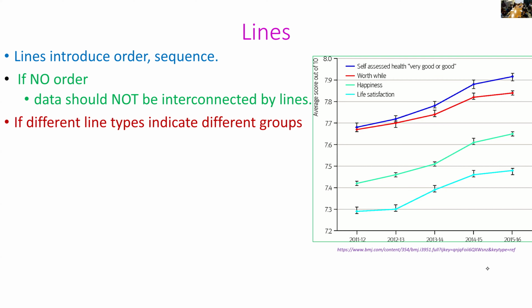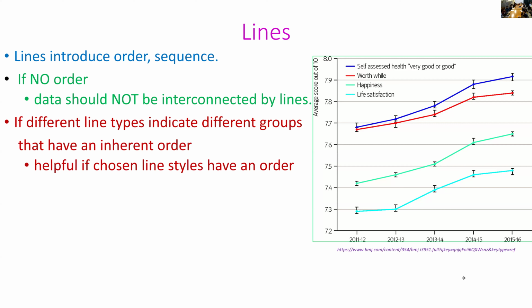Different line types indicate different groups. What are these colors? This is looking at your happiness. The light blue is life satisfaction. Green is happiness. Red is whether you feel worthwhile or not. And your self-assessed health is very good or not. So the colors help you to differentiate. Although don't simply put colors because it's nice to put colors in lines. And there's an inherent order. There are 4 different types of subgroups of health. They have split it up, so the order is put in different colors.